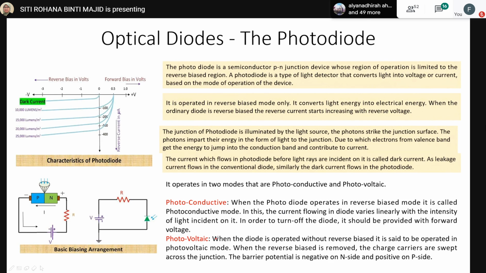And in photovoltaic, when the diode is operated without reverse bias, it is said to be operated in photovoltaic mode. And when the reverse bias is removed, the charge carriers swap across the junction, and the barrier potential is negative on the N side and P side.